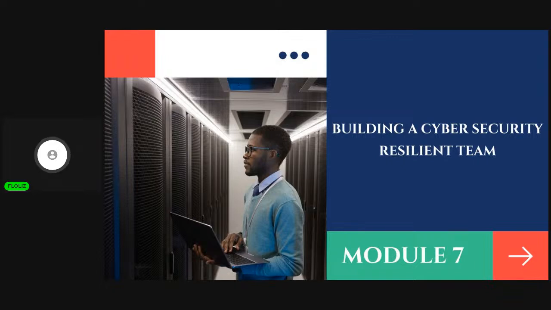Hello, good afternoon, and welcome to Module 7 of our Chief Information Security Officers training. We'll be looking at how organizations can build a cybersecurity resilient team. As an organization, it's not necessary that you employ all these people who will be discussing their role. You could outsource some of these roles. However, it is good you understand what your team should be when it comes to cybersecurity, and who should be part of that team so that you can protect the digital assets you have.